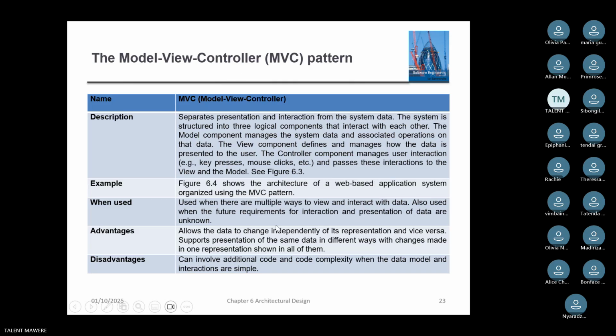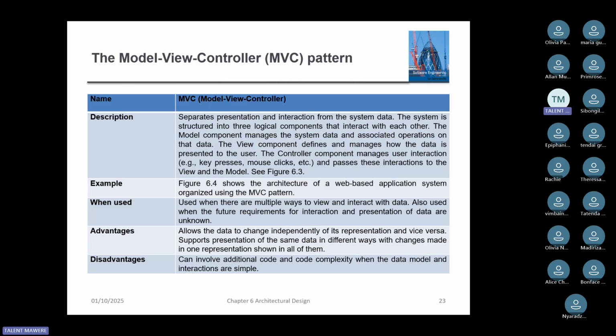We have an example in the next page that shows the architecture of a web-based application system organized using the MVC pattern. When is it used? When do we normally use the model view controller pattern? It is used when there are multiple ways to view and interact with data. It is also used when the future requirements for interaction and presentation of data are unknown. So what are the advantages? It allows data to change independently of its representation and vice versa. So you can change the way data is represented later on. It supports presentation of the same data in different ways, with the changes made in one representation shown in all of them.